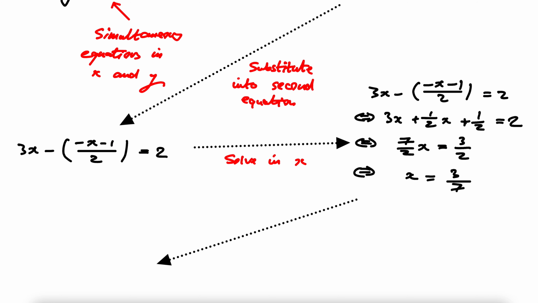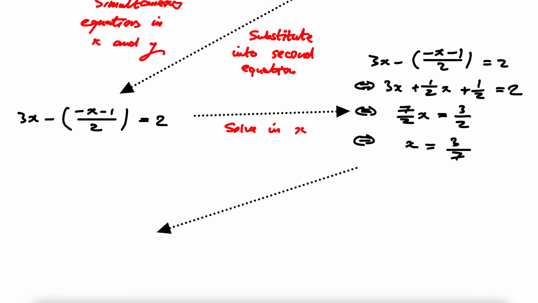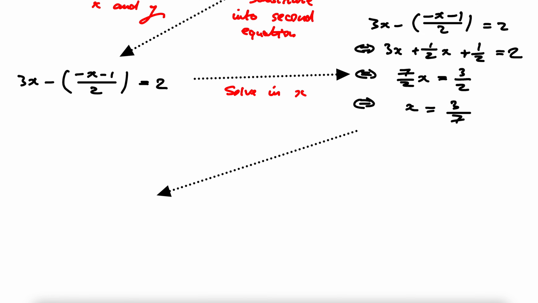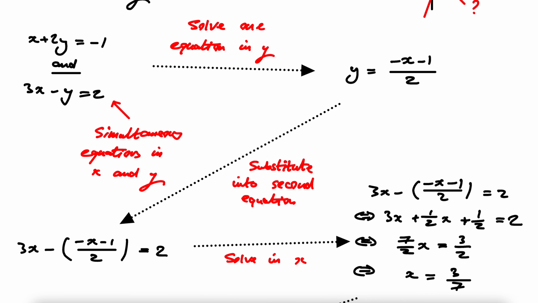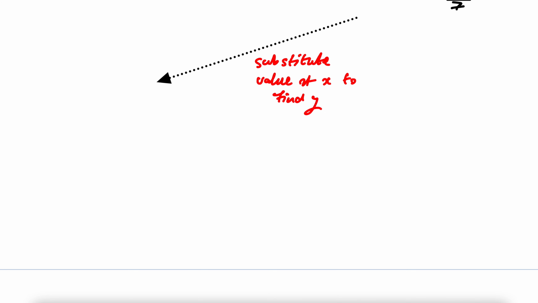So now all I've got to do really is just to take this value of x and work out the appropriate y. So substitute the value of x to find y. So what was it? Well, let's just go back to this guy. This is the easiest. You could really do this anywhere, but that's a nice choice because we know y in terms of x. So now y is equal to minus x minus 1 divided by 2.